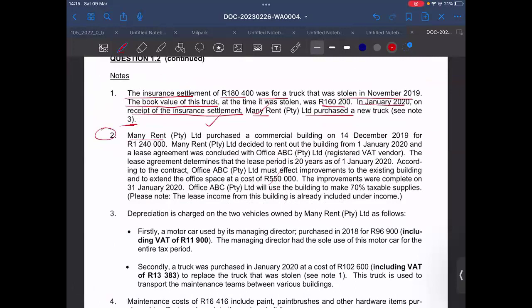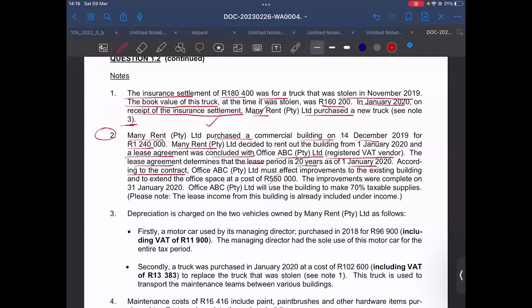Main Rent purchased a commercial building on 14 December for 1,200,000. Main Rent decided to rent out the building on 1 January 2020 and the lease agreement was concluded with Office ABC, a registered VAT vendor. The lease period is 20 years as of 1 January 2020.